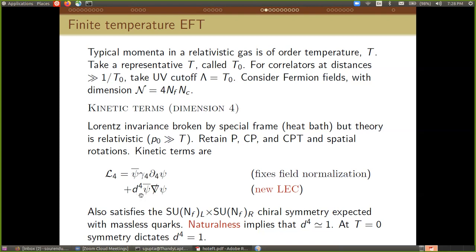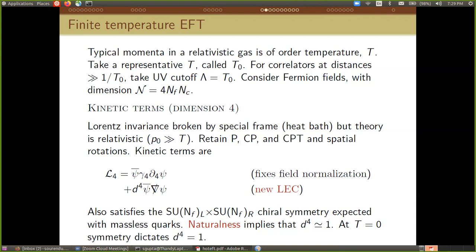And there'll be one extra coupling D4, which arises for the dimension 4 terms in the fermionic theory of this kind. So that's the new low energy constant, which I have to fix. And if this theory is natural, then naturalness will tell me that D4 should be of the order of 1. Not exactly equal to 1, but maybe not terribly different from 1 either. That's the dimension 4 term.